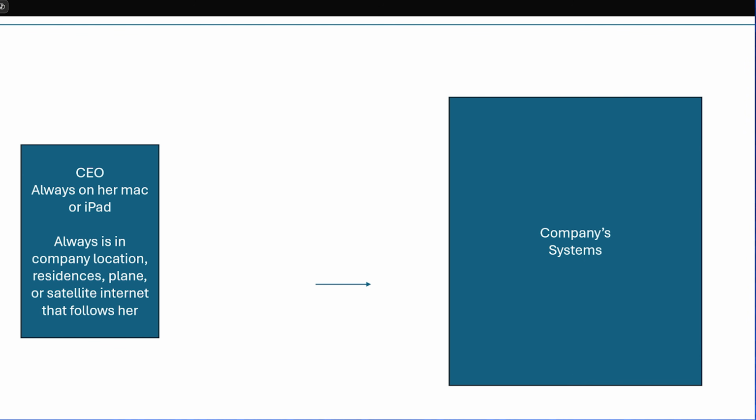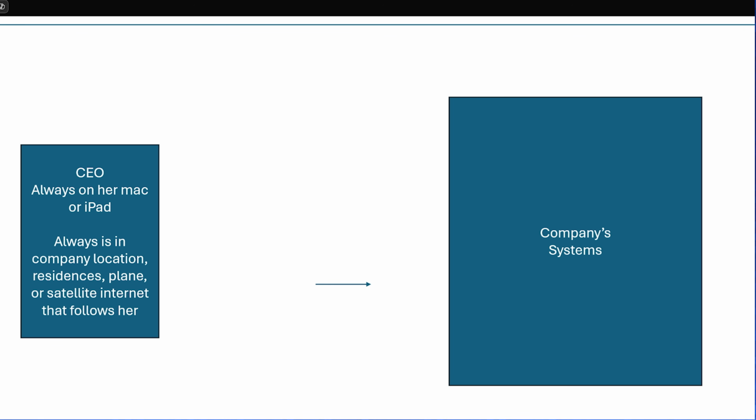So here's an example. We have a CEO, and she always accesses the systems from either her Mac or her iPad. Now, the CEO is always in one of the company's 50 office locations. She's in one of her 10 residences. She's either in her airplane that has a permanent static IP address, or she has a satellite internet device that she takes with her everywhere, and that's the IP address she uses going everywhere, and that way the company knows where she's coming from.